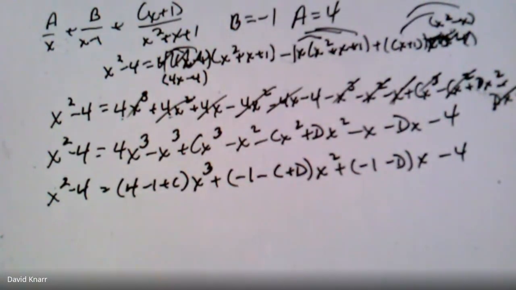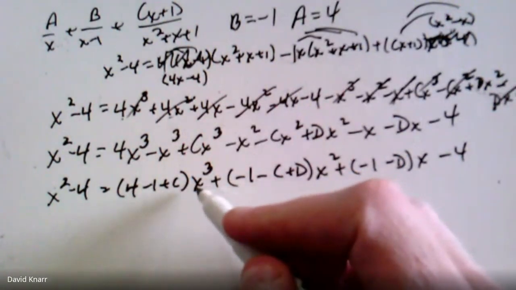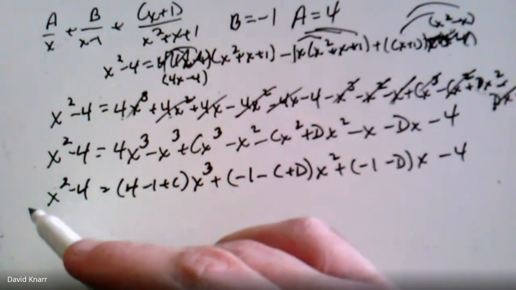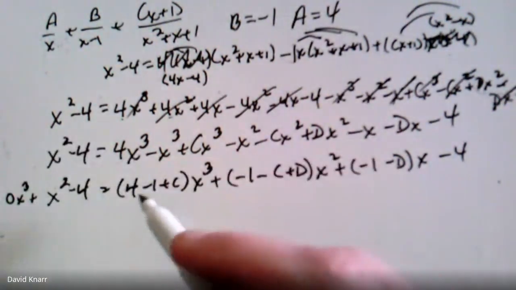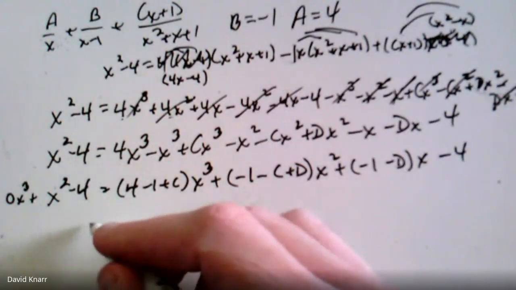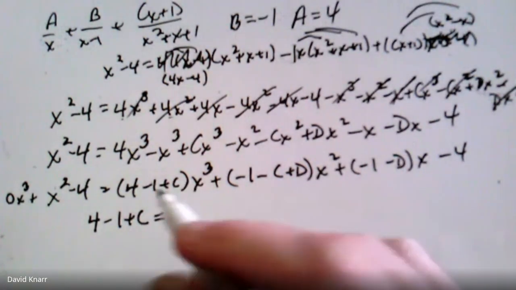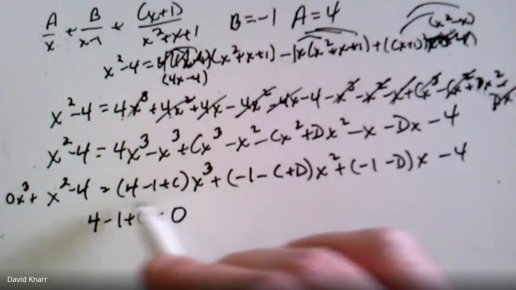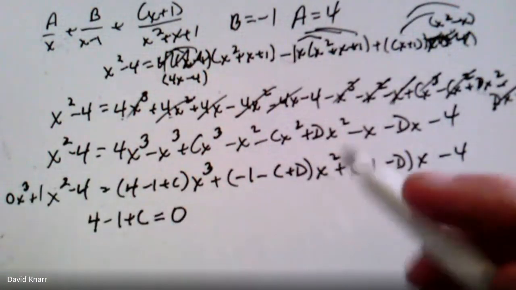So this is what I want to show you. This is why I equated the coefficients instead of just picking numbers. So here I have 4 minus 1 plus c times x cubed, right? On the left, there are no x cubes. So I know that 4 minus 1 plus c must be equal to 0. This is what's in front of x cubed on the right, so I need the right-hand side to give me a 0 here so that it matches the left-hand side.